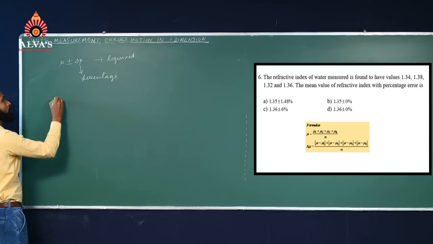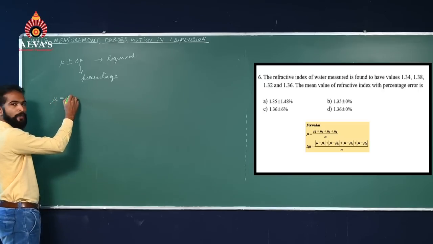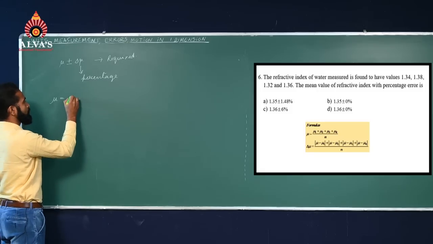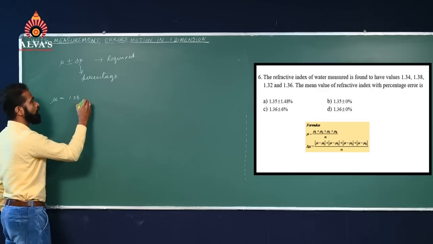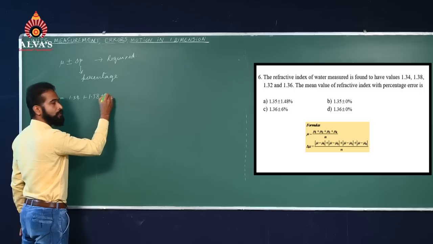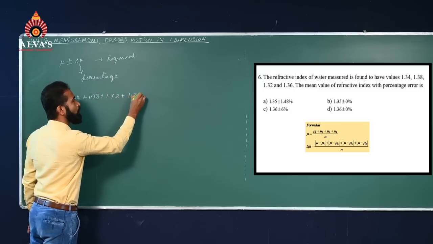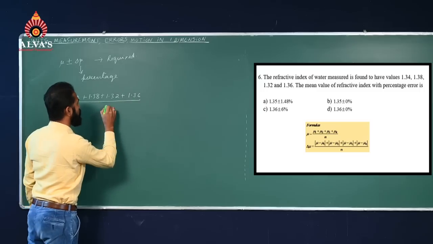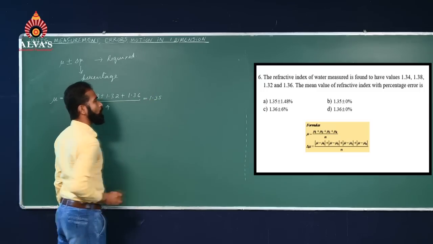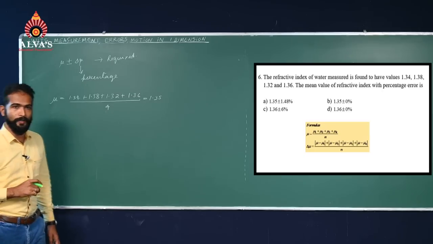So let us calculate mu. Mu is called the mean value. The mean value is calculated by adding all the observed values and dividing by the total number of observations. That will give you 1.34 plus 1.38 plus 1.32 plus 1.36, divided by 4. So that will give us a total of 1.35.